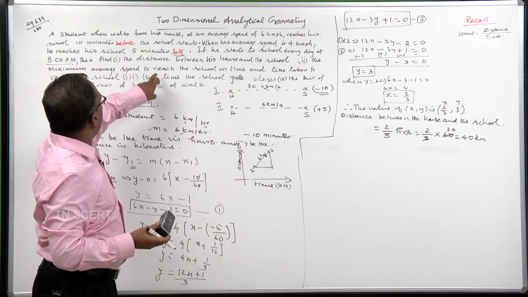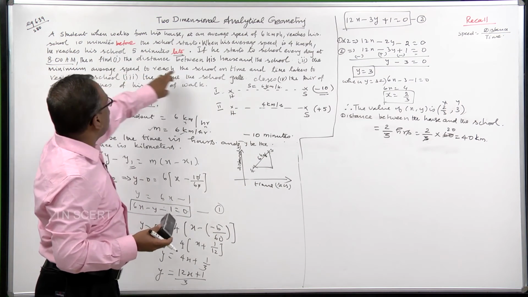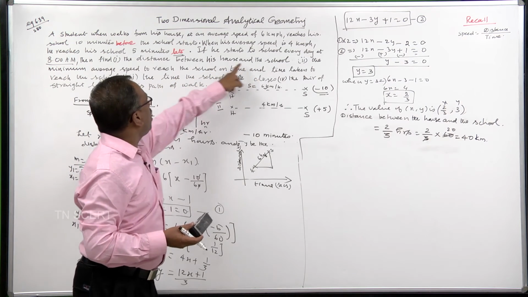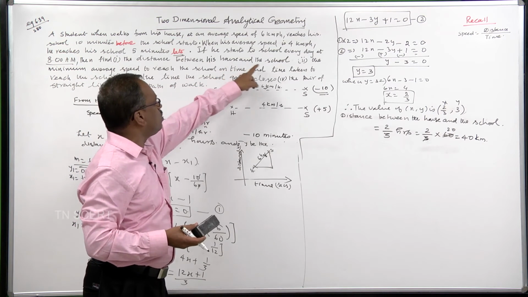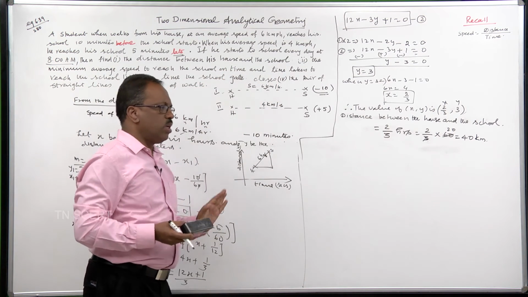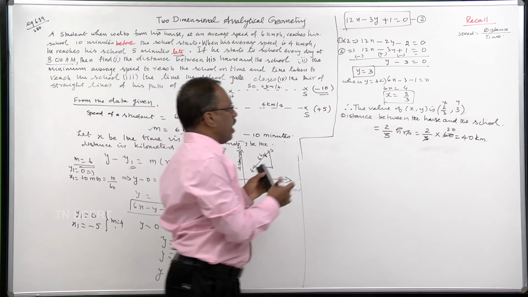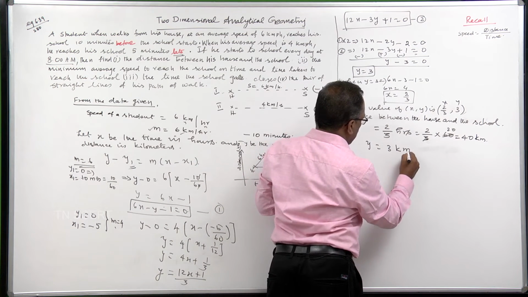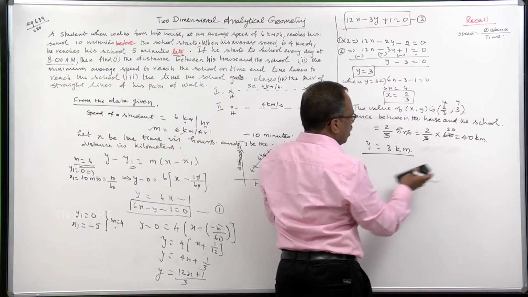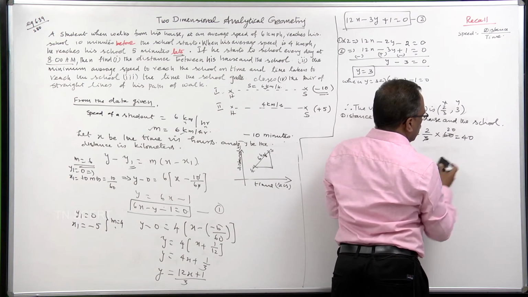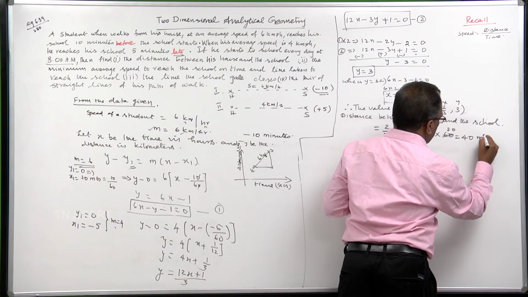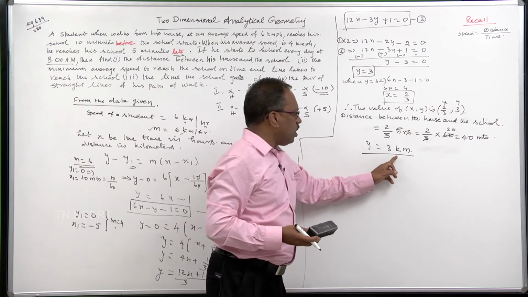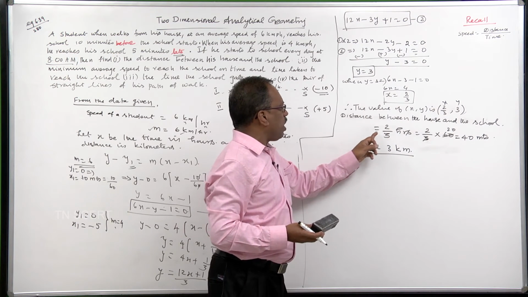The minimum average speed to reach the school on time is the second question. In the first question, the distance between his house and the school, we have arrived at that. That is the simple way. And y is nothing but how much? Y is 3 kilometers. I am sorry, here there is 40 minutes. That's all. That's over.